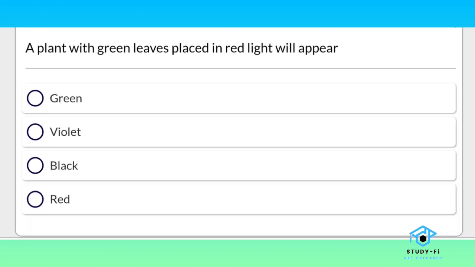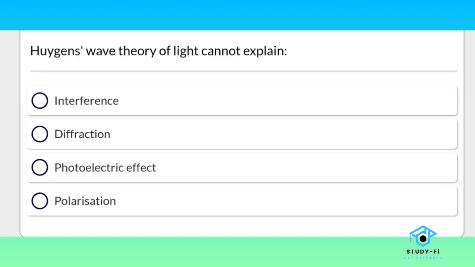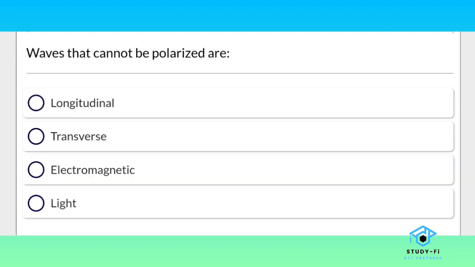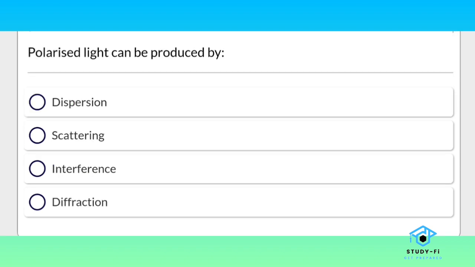Galileo. A plant with green leaves placed in red light will appear black. Dr. C.V. Raman was awarded the Nobel Prize for his work connected with which of the following phenomena of radiation? Scattering. Huygens' wave theory of light cannot explain the photoelectric effect. Waves that cannot be polarized are longitudinal.